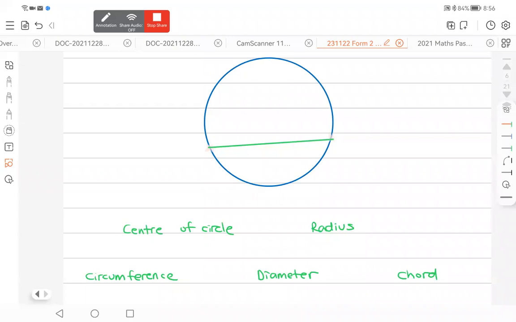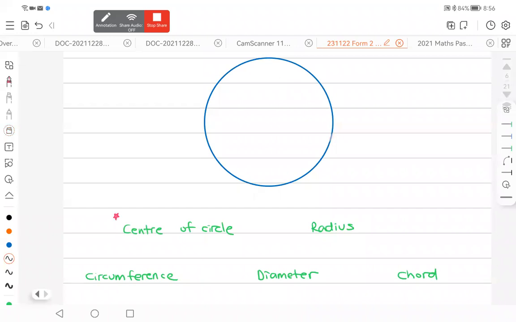Okay, next, one last simple one. A fixed point that is equidistant from all points on the circumference. What is the name? Again, a fixed point that is equidistant from all points on the circumference. What's the name? Center of the circle. Yes, center of the circle.